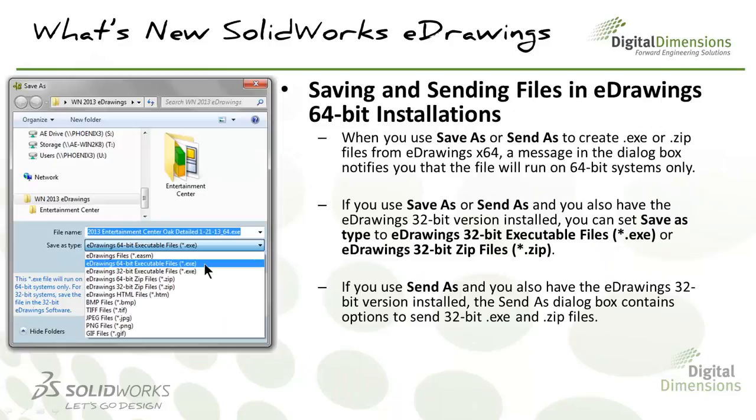And next up for SolidWorks eDrawings 2013, we now have the ability to save off a 64-bit executable or a 64-bit zip file. This will basically generate an eDrawings file utilizing the 64-bit version of the eDrawings viewer. By doing so, you will then be able to take advantage of 64-bit system resources. Now, keep in mind when you save off a 64-bit version of this executable, this will only function on a 64-bit system. And with that, let's go into SolidWorks to take a look at this.